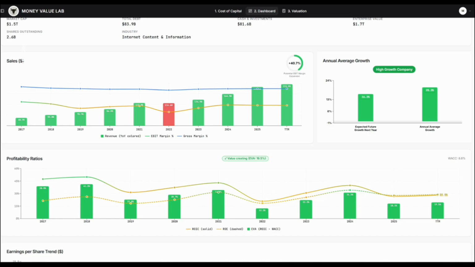Most people don't value stocks, they guess. That is why I developed this discounted cash flow dashboard, which has a simple interface but a serious valuation engine underneath. This dashboard is built on the intrinsic value principles taught at the NYU Stern School of Business and popularized by valuation professor Aswath Damodaran.